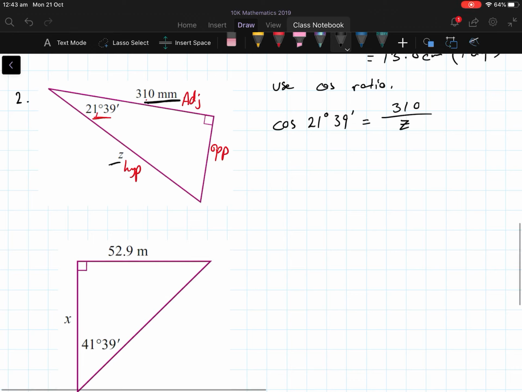Now, you notice that there's a trick here that we need to do. First thing I'm going to do is find what cos 21 degrees 39 minutes is, because this can just save me a whole lot of effort to have to deal with that. And I'll write it to about 4 decimal places. So we're going to do cos 21 degrees and 39 minutes, and that's equal to about 0.9293. That's equal to 310 over Z.